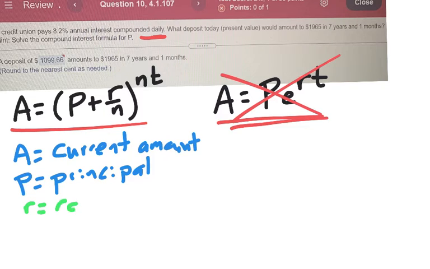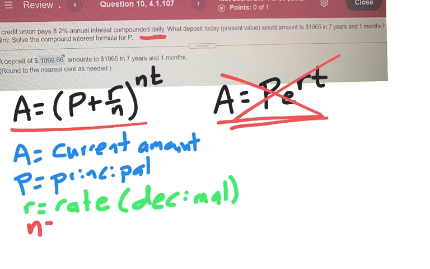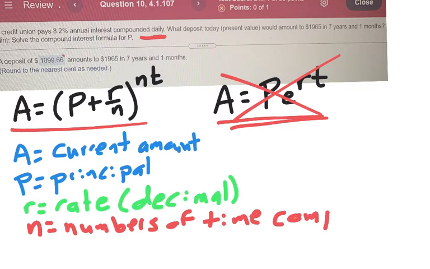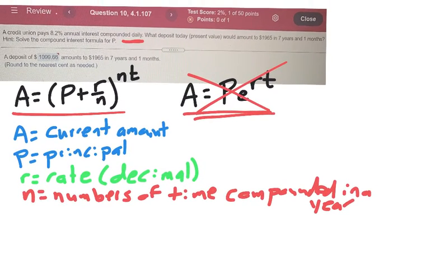R is the rate. We have to make sure we use that as a decimal. And N is the number of times compounded in a year. So if it's monthly, that would be 12. If it's daily, 365. If it's annually, that means only one time. And then we have T, which represents the time, and that has to be in years.